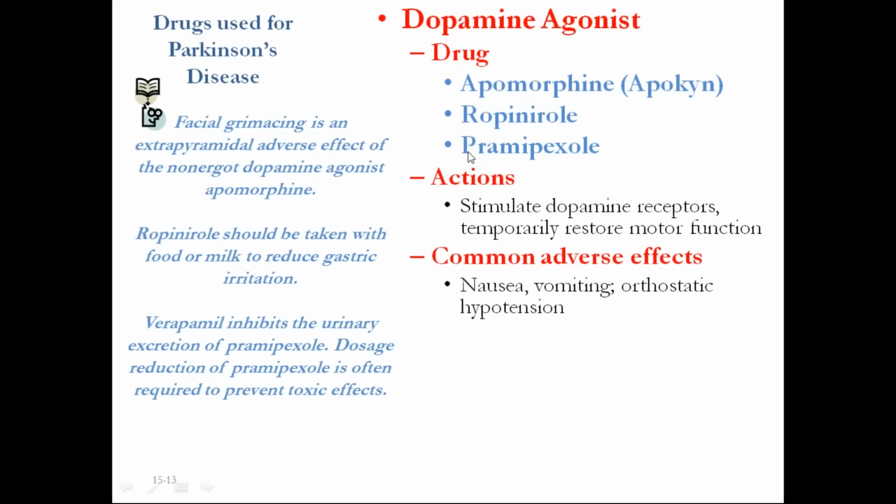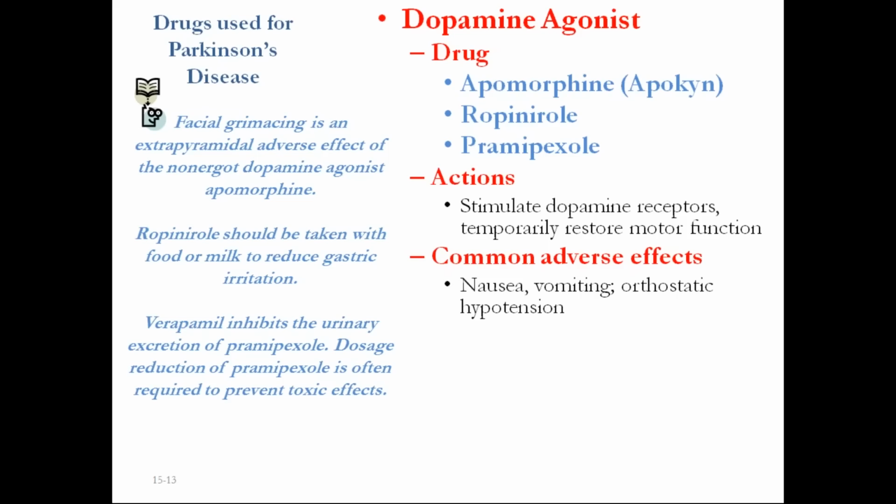Okay, so let's talk about the next drug. If COMT is not effective, we are going to add another medication, the dopamine agonist. The prototype medication will be apomorphine or apokyn. One of the main side effects of apomorphine is extrapyramidal signs and symptoms.